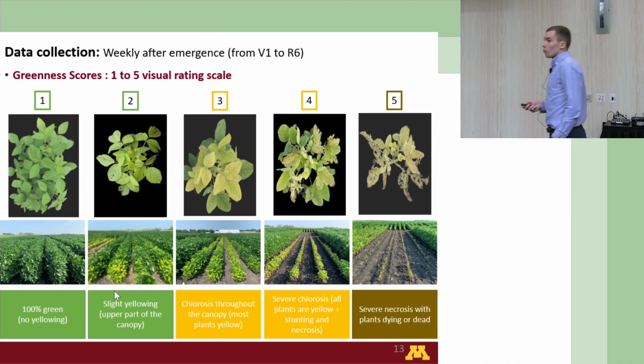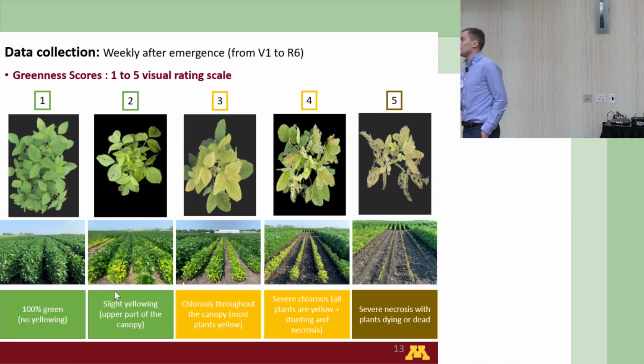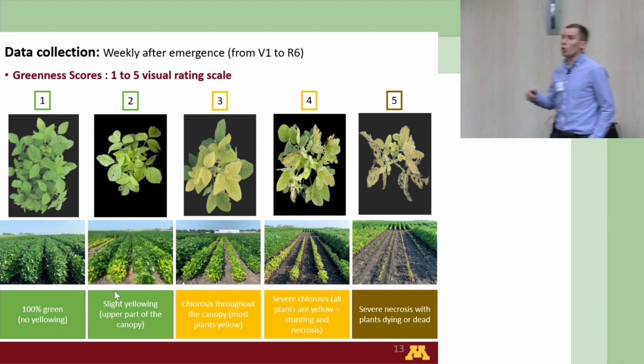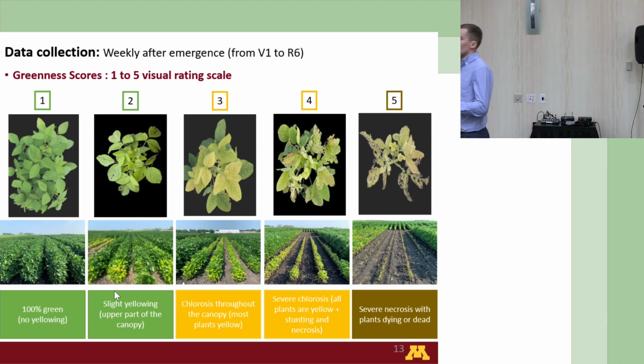After emergence, each plot was weekly evaluated for IDC symptoms using a 1 to 5 visual rating scale, popularly called greenness scores. In such rating system, a score of 1 indicates that the whole plot is green, that there is no chlorosis, no IDC symptoms, and a score of 5 indicates most severe IDC symptoms with a lot of necrosis, plants dying, or even death. This figure over here is going to be very important for us to understand the results, so I ask you to at least try to remember what each of these scores represent in terms of IDC symptomology.